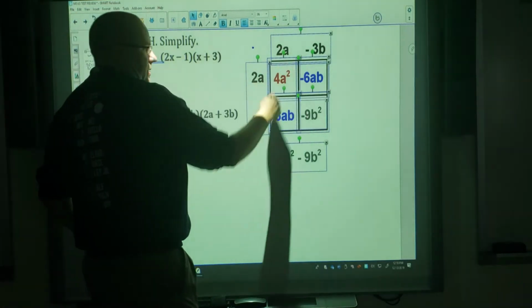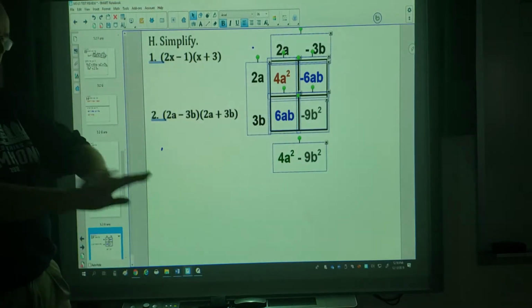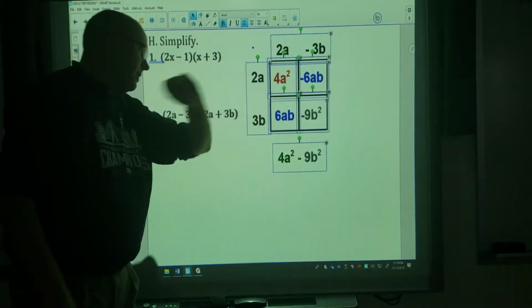If you put the loop around here, we got 6 take away negative 6, which is going to be 0. So I'm not putting anything for that at all. I'm definitely not putting 0.